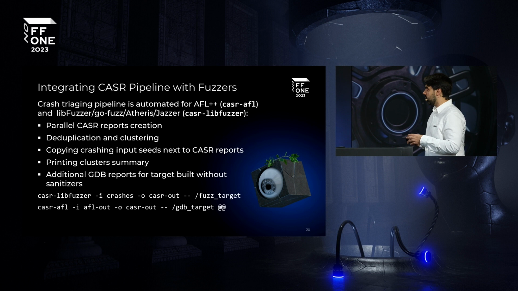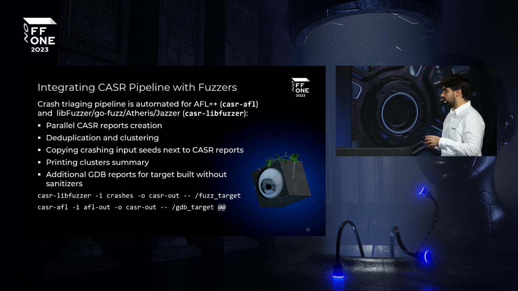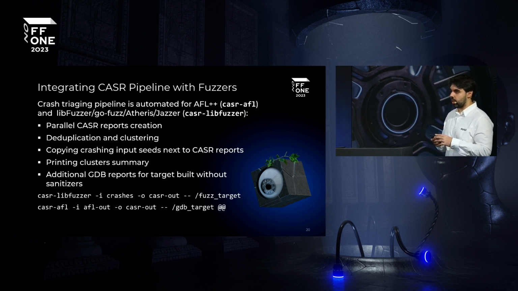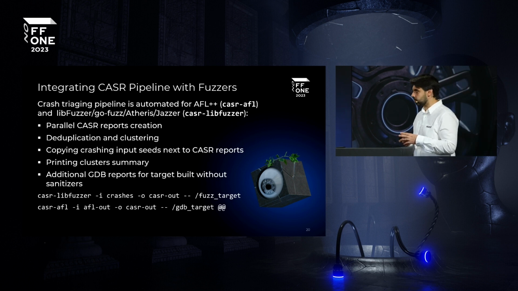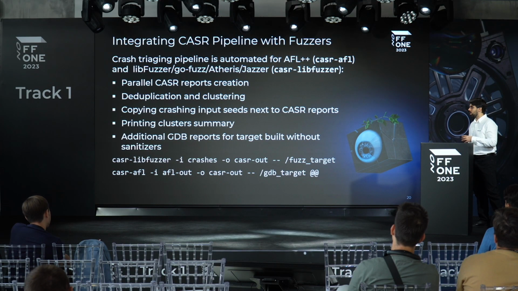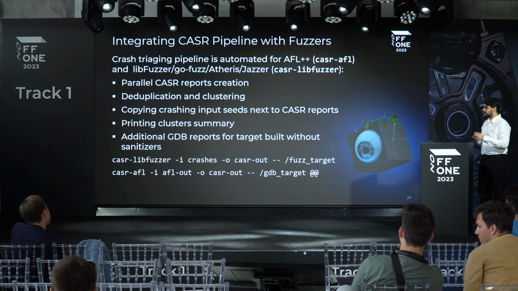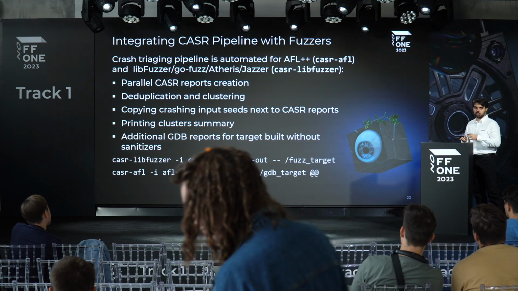There are AFL and libFuzzer-based tools. They are used for parallel CASR report creation, deduplication, and clustering. They also copy crashing input seeds next to CASR reports, because as soon as you analyze the reports and decide to launch something, you'll look for the input, and it's right next to you, which is quite convenient. In addition to that, they are used for printing a cluster summary. It's cumulative statistics on the crashes, which might be useful, and sometimes analysis starts with just that. In addition to sanitizer reports, you can also get additional GDB reports, which is useful for comparison's sake.